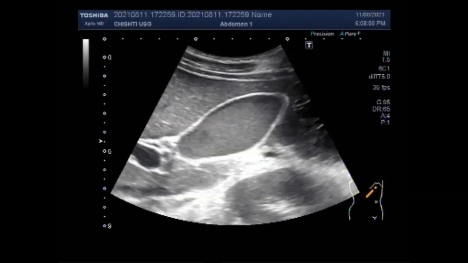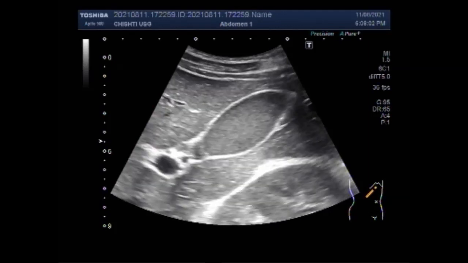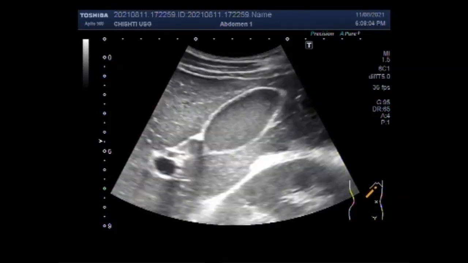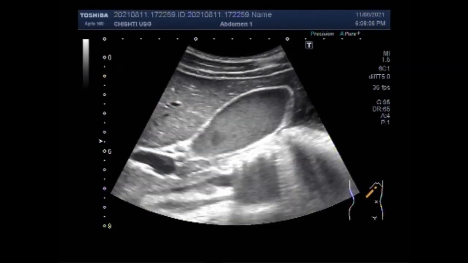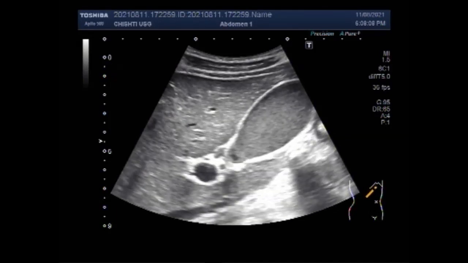But in this case, the fluid is thick and turbid, having multiple internal echoes due to the infection. The ultrasonographic Murphy sign may be positive.